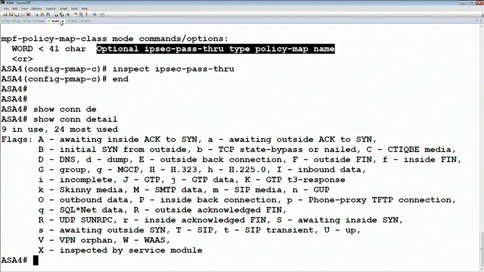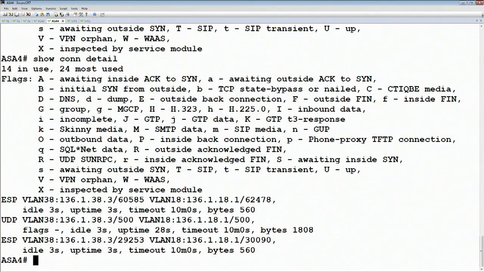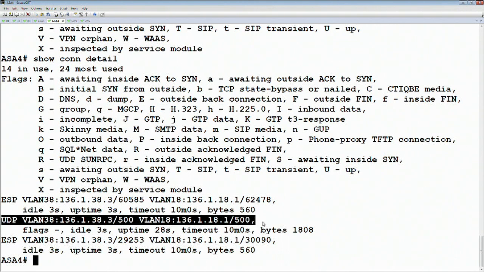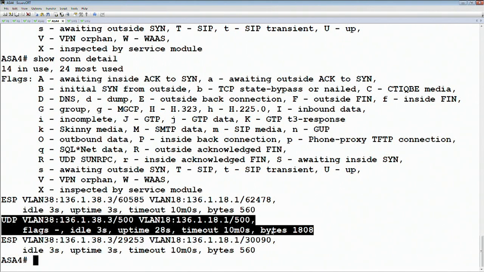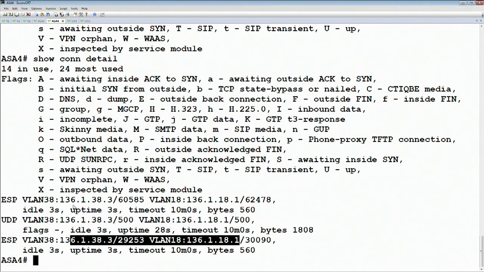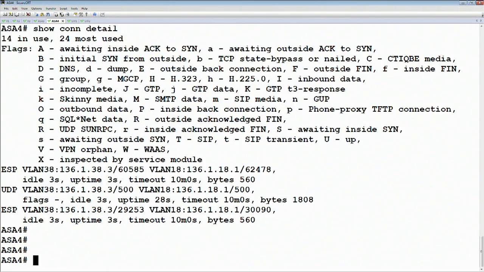Now if we look at the ASA and look at those connections, we should see 3 different connections. We have the bidirectional ISAKMP flow, which again is UDP 500, and then we have the 2 unidirectional ESP flows. One of them from 1 to 3, the other one from 3 back to 1. But the difference is now these are being caught by the inspection engine.